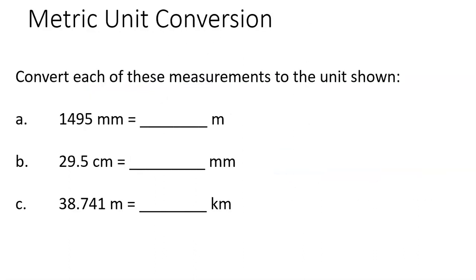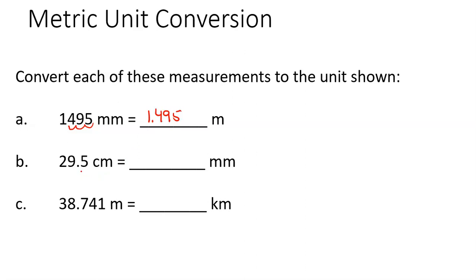So it says convert each of these measurements to the units shown. So if I want to go from millimeters to meters, there's 1,000 millimeters in a meter. So I could actually just take this and go 1, 2, 3 over and say there's 1.495 meters in 1,495 millimeters, right? The meter is a much bigger measure than the millimeter is, so I'm going to have many fewer meters than I will have millimeters.